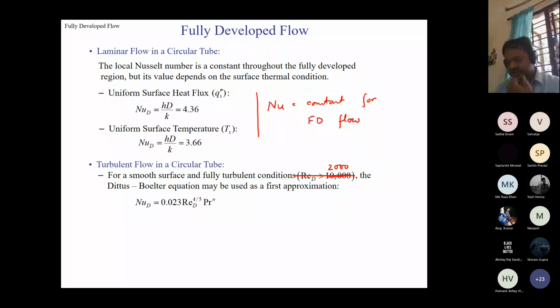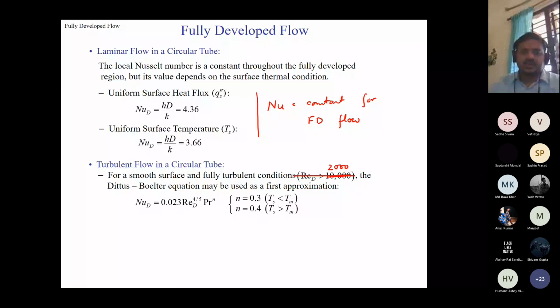There's something called Dittus-Boelter correlation, which says that Nusselt number is 0.023, Reynolds to the power 0.8, and Prandtl to the power n, where n is typically 1/3. This we use very often. What they say is n is 0.3 if it's a cold wall and hot fluid flowing through, basically heat transfer into the wall, or n is equal to 0.4 when it is heat transfer from the wall to the fluid. But to be honest, we all use 1/3 and more or less okay. This is a correlation we should look at.